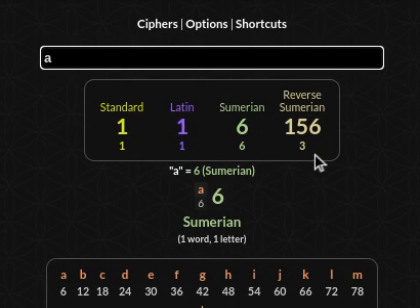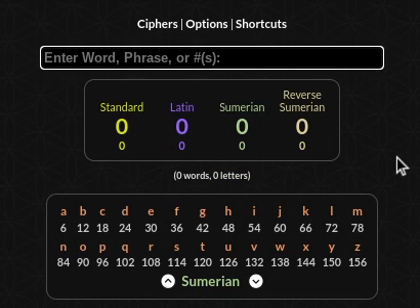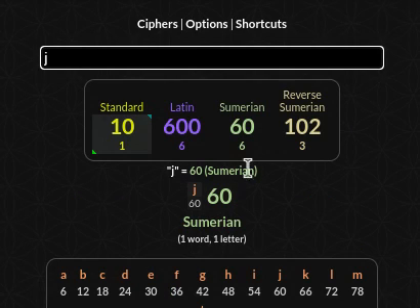And then A, 6. Just for, let's say J, 60. And J is the 10th letter, multiply it by 6, you get 60.